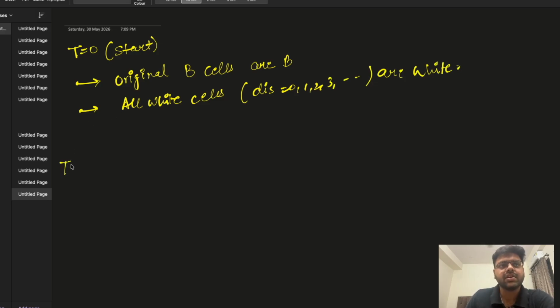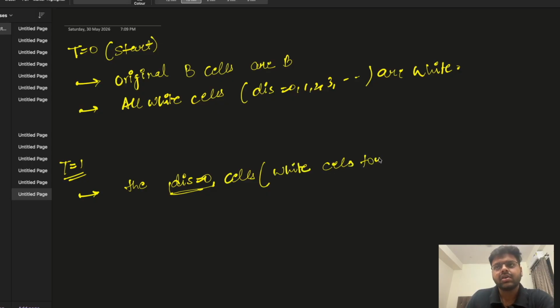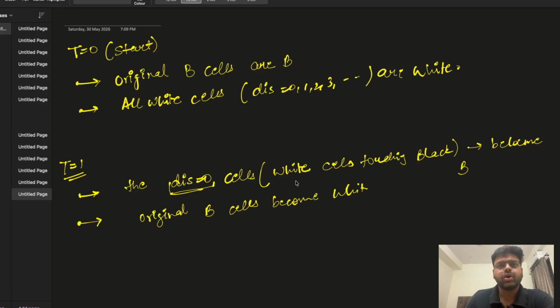Like this is the start instant. So if we talk about t equal to 1, the distance 0 here means all of the white cells which are actually touching the black cells, distance 0 cells. So I'll write it here as well, white cells touching black, these all would become black, right, and original black cells become white. The original black cells here means these particular original cells in time equal to 0 time frame I'm talking about.